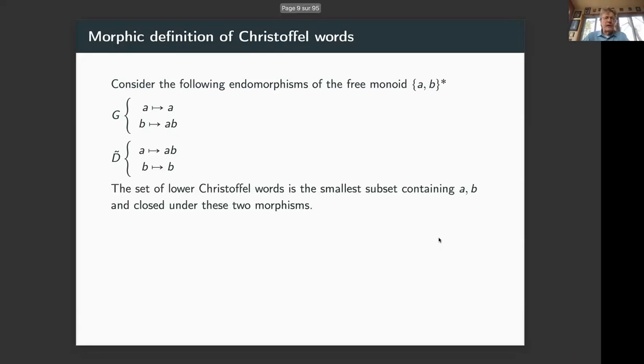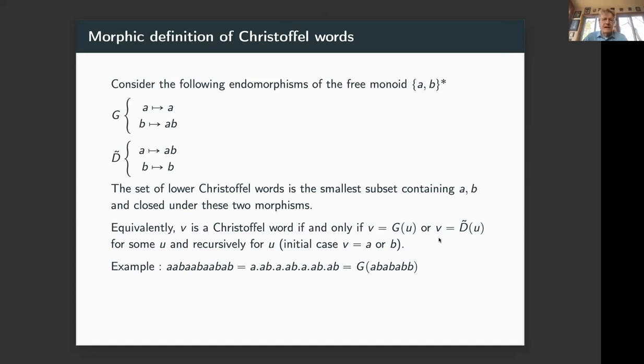And then one proves that the set of lower Christoffel words is the smallest subset which contains the letters and which is closed under these two morphisms. Equivalently, you can say that V is a Christoffel word if you can decode V according to G or D tilde, which means that V is in the image of G or in the image of D tilde. So V equals G of U or D tilde of U, and you continue this recursively for U. The initial case is the letters.